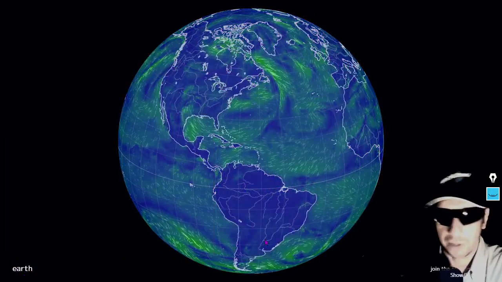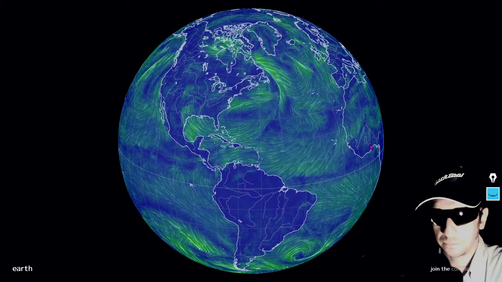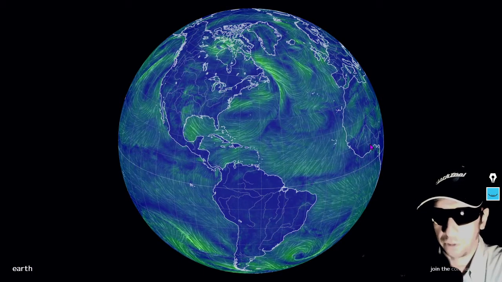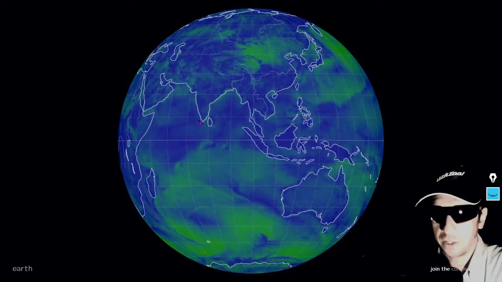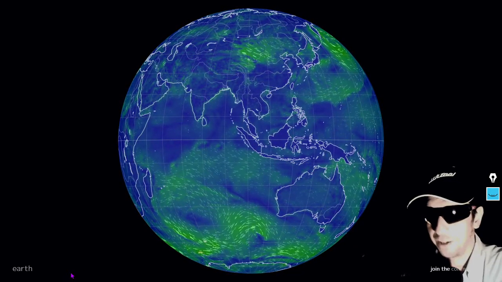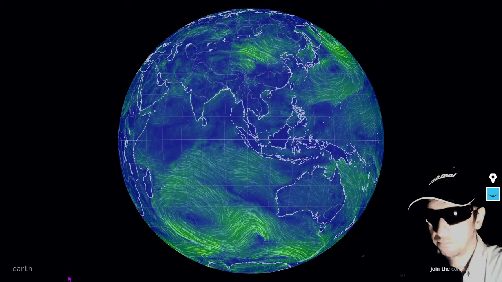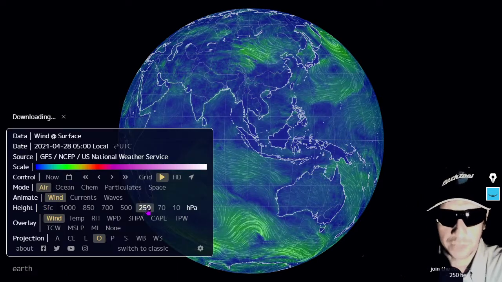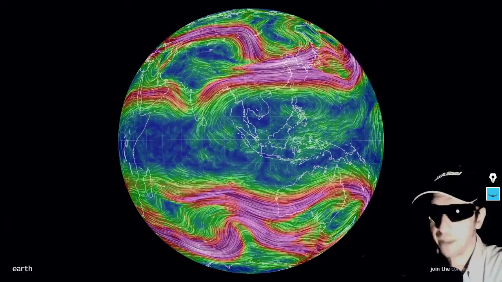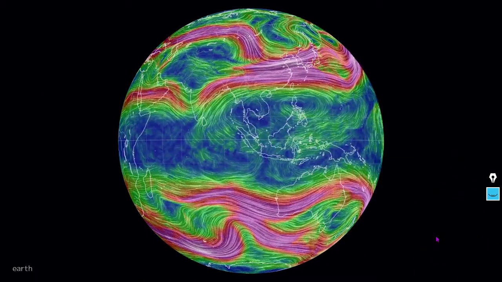Here are the surface winds of the Western world. Powerful low off the southeastern coast of South America. Here are the surface winds of the eastern world. And here are the jet streams. It's 250 hectopascals, if you're wondering. We are on nullschool.net.